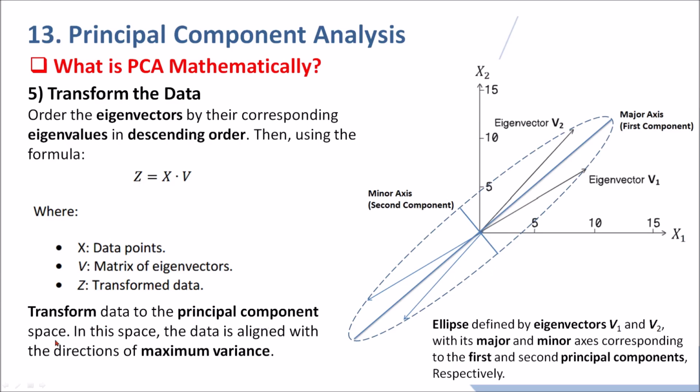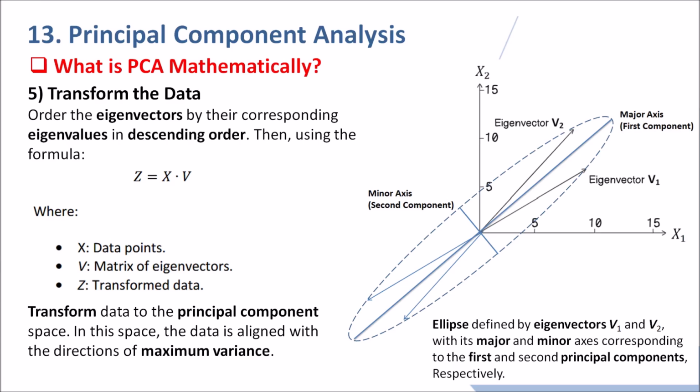Transform data to the principal component space. In this space, the data is aligned with the directions of maximum variance. For example, in this situation, the maximum variance is aligned with this direction. This is the second principal component, the second largest variance direction and amount. By using this product, we transform the data. Namely, in this data, we have the first principal component and the second principal component for this scenario. This is the meaning of the principal component.